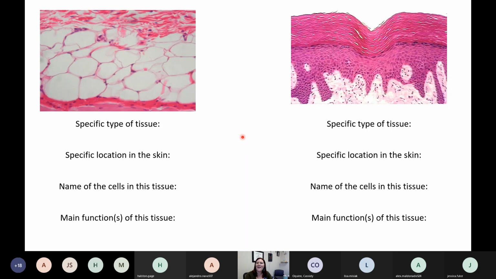Sleeping already. We're going to go through and talk about the types of tissue that are found in the skin, remind ourselves of those things. So the first type of tissue that I see here in my picture on the left, can anyone give me a guess at what kind of tissue we're seeing right here? This first tissue image that we have here?